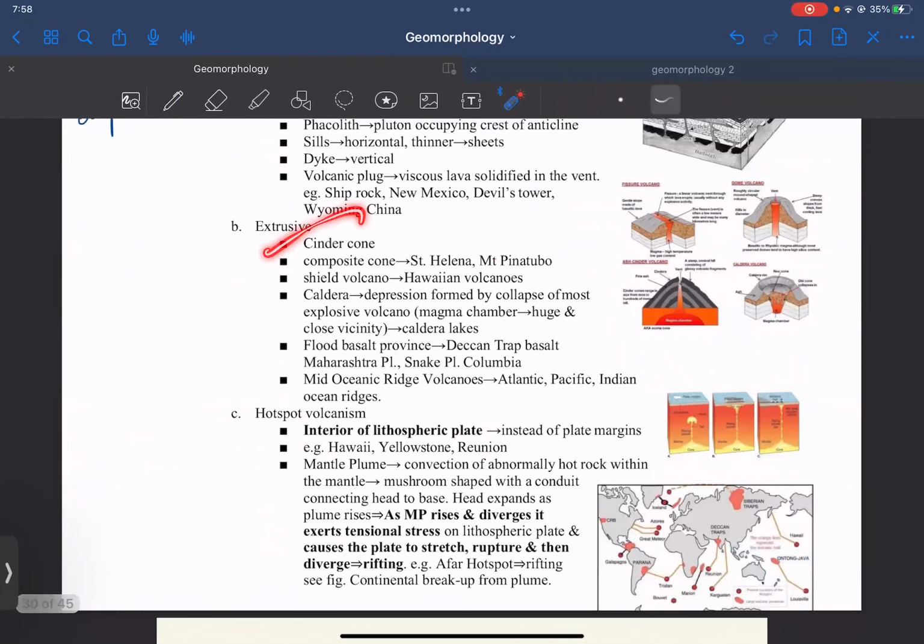So cinder cones, we have seen composite cones, the stratovolcano, St. Helena, Mount Pinatubo, shield volcanoes, example Hawaiian, caldera depression formed by collapse of most explosive volcano. This leads to formation of caldera lakes. Flood basalt province, we have seen example Snake Plateau, Columbia, Maharashtra Plateau. That Columbia Plateau is Snake Plateau only in USA. Mid-oceanic ridges formed along the ocean surface. So Atlantic, Pacific, Indian Ocean ridges, right?